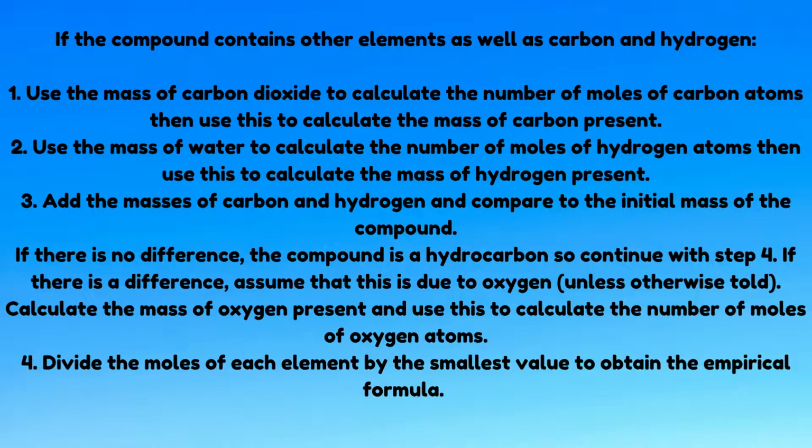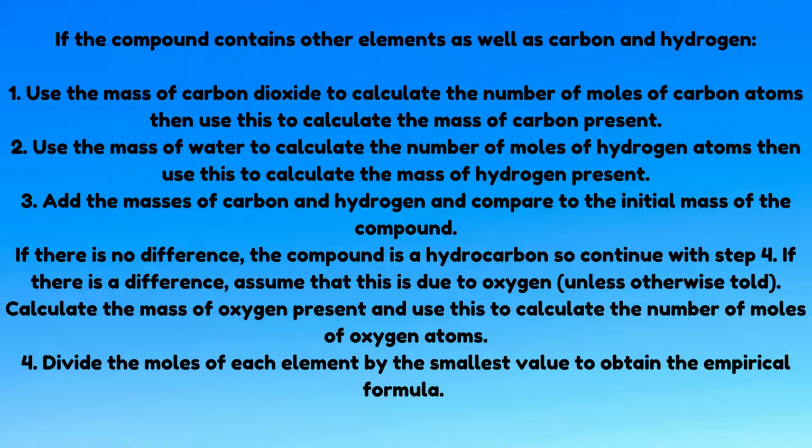If the compound contains other elements as well as carbon and hydrogen, the steps to be followed are: use the mass of carbon dioxide to calculate the number of moles of carbon atoms, then use it to calculate the mass of carbon present. Second step, use the mass of water to calculate the number of moles of hydrogen atoms. Then use this to calculate the mass of hydrogen present. Add the masses of carbon and hydrogen and compare to the initial mass of the compound. If there is no difference, the compound is a hydrocarbon.